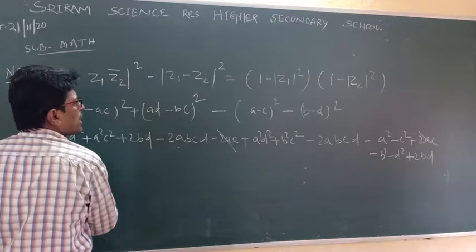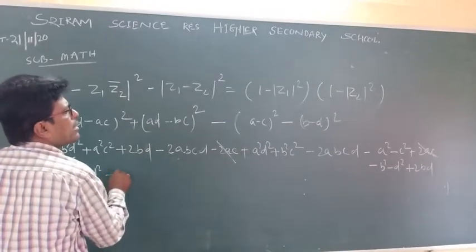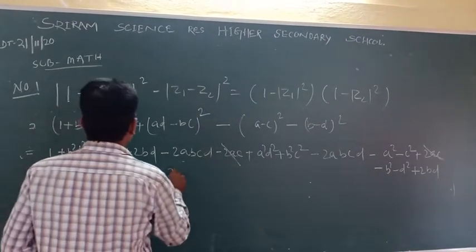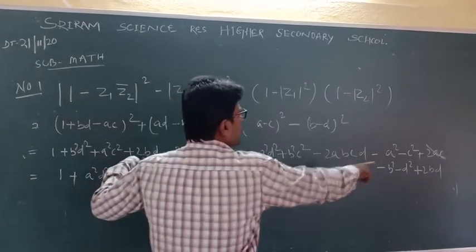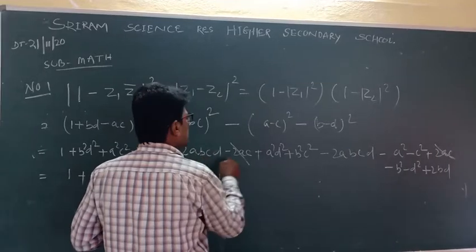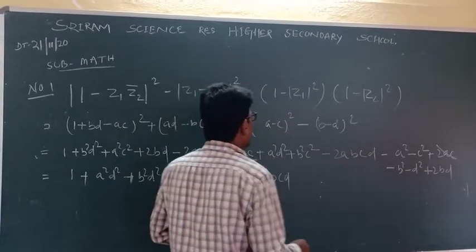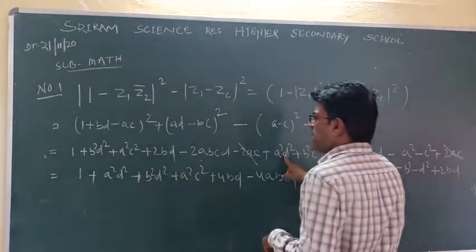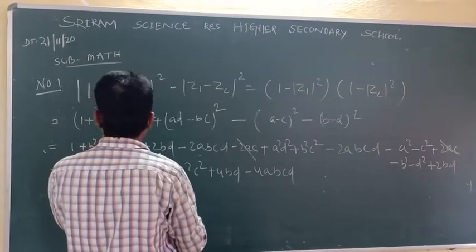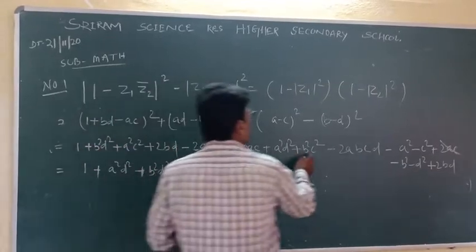a square d square plus b square d square plus a square c square. 2bd means 4bd, minus 2abcd minus 2abcd, that is minus 4abcd. And then a square d square, a square d square, b square d square, and a square c square, b square c square, plus b square c square.